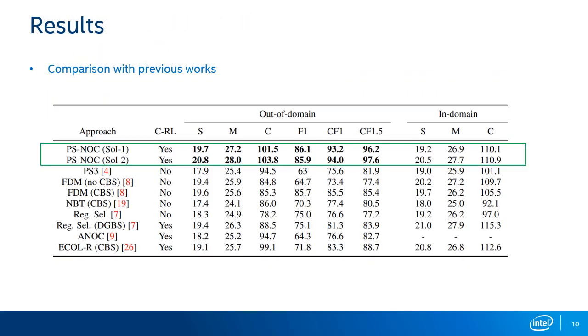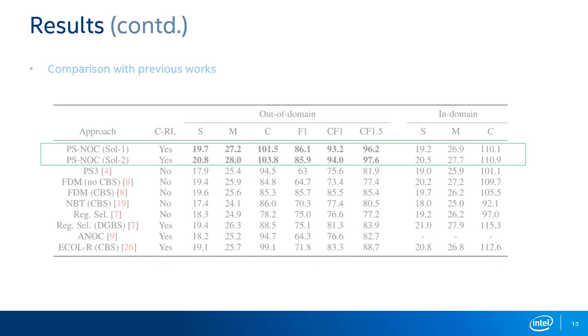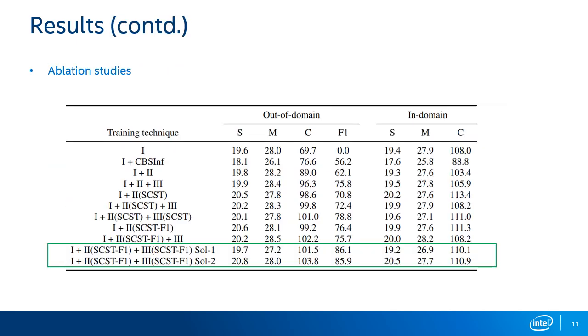The next few slides show our results. First, comparison with previous works. Our PSNOC solutions shown at the top outperform other related works on out-of-domain data. We get a CIDEr of 103.8 and F1 score of 85.9 using our solution 2. We perform ablation studies to show that all the steps in our training help. This table starts from baseline solution at the top to our complete solution at the bottom, with ablations in between.